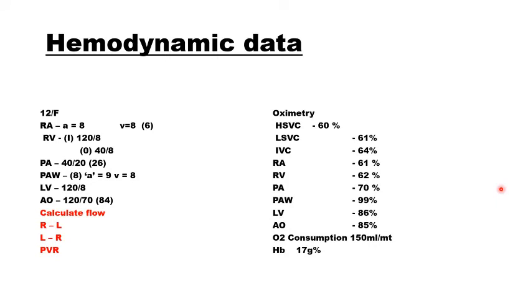PA minus LA upon PA Q. What? PA what? P by Q, sir. Mean PA pressure minus LA pressure. Very good. Upon QP. Yeah, pulmonary blood flow. Okay. So the pressure drop, which is mean pulmonary artery pressure minus left atrial pressure, divided by pulmonary blood flow will give you the pulmonary vascular resistance. And if you want to calculate the pulmonary vascular resistance index, then you have to multiply it with the body surface area. Very good.